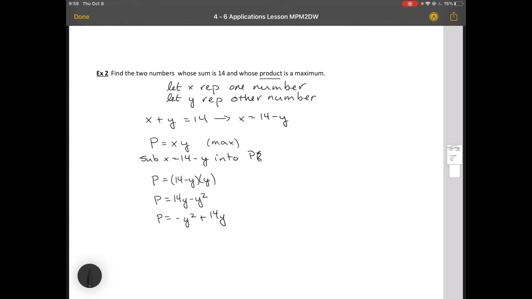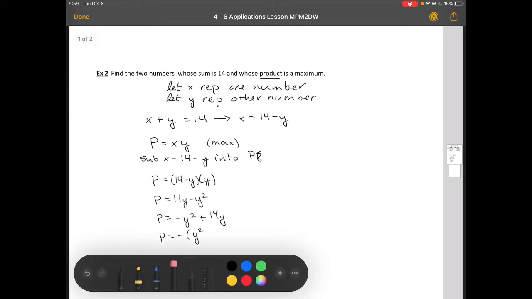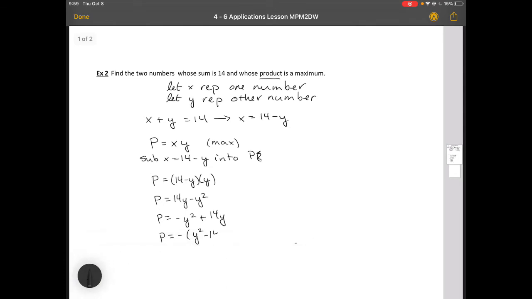I know I'm looking for the maximum, so that must mean that I have to find the vertex. So I'm going to complete the square, factor out my number, in this case, -1, that's in front of the y squared of my first two terms. Now I'm going to identify my b value just like I did before, divide it in half and square it. 14 divided by 2 is 7, squared is going to be 49.